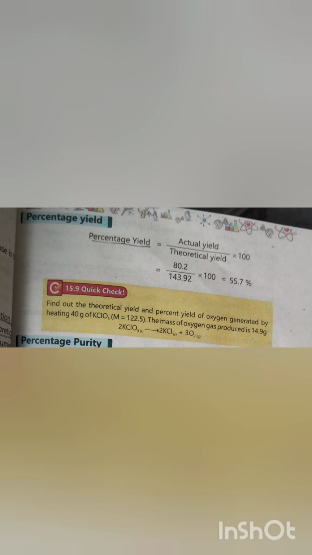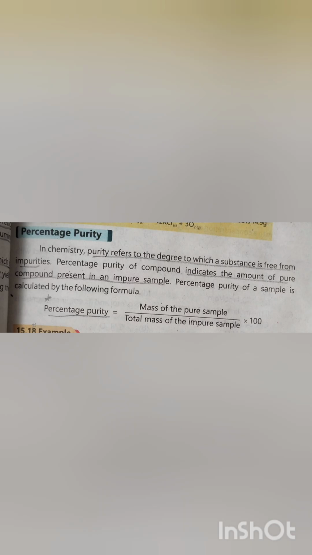Now we can easily find our percentage yield because we already have the actual yield and the theoretical yield. By putting our values into the percentage formula, percentage yield is equal to actual yield divided by theoretical yield multiplied by 100. Putting in the values, 80.2 divided by 143.92 multiplied by 100, which is equal to 55.7%. So our percentage yield is 55.7%.